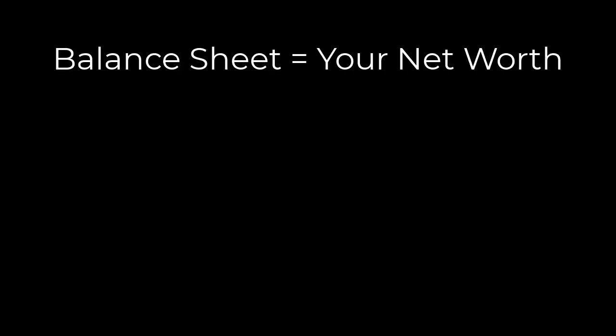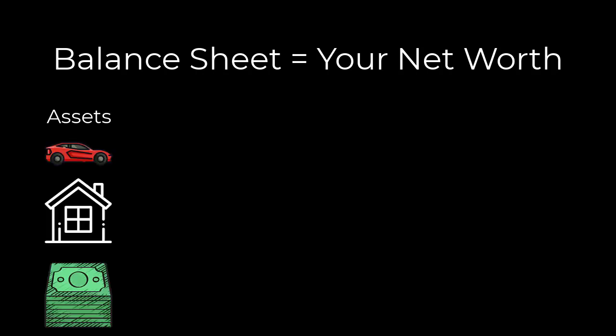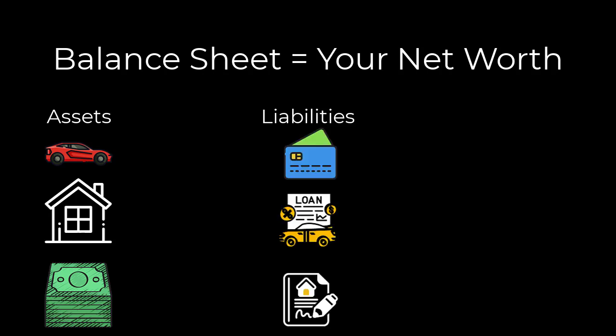You can think of the balance sheet like your net worth. You have the things you own, these are your assets, things such as your car, your home, and your savings. You have the things you owe. These are your liabilities, things such as your credit card debt, your car loan, or your mortgage. Lastly, you have your net worth. This is your equity. To calculate your equity, you subtract your liabilities from your assets.